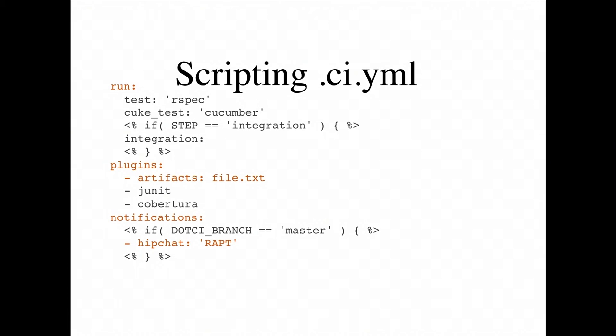So yeah, this is the final step. I want my CI system to be extensible. What this means is you should be able to extend individual parts of your CI experience. And this is how you can script your .ci YAML. Here you can see that you might want to run integration tests if you have defined a step called integration. This .ci YAML file is basically a Groovy template that gets parsed, so you can create for loops and if statements. Here you can see you want to notify your HipChat room only if the branch was master. So you can do all sorts of cool stuff here.